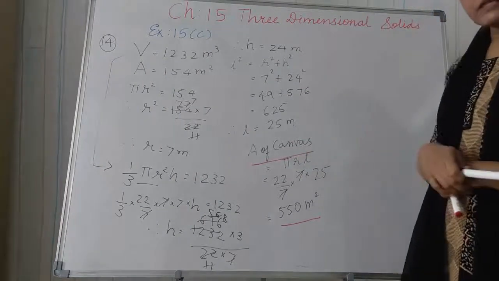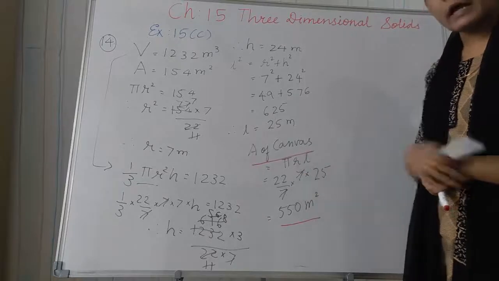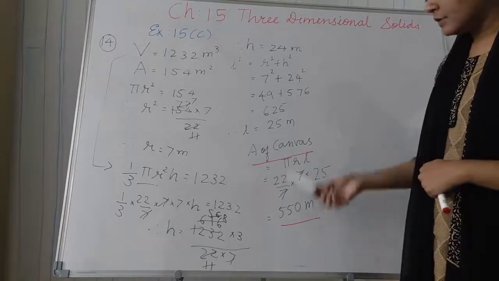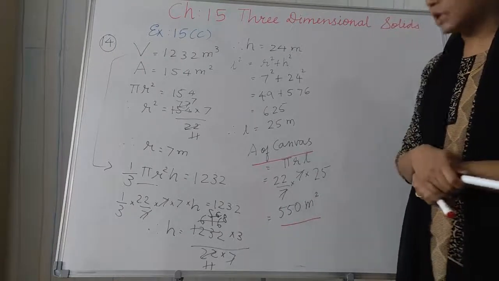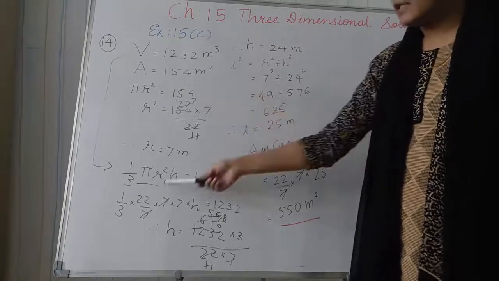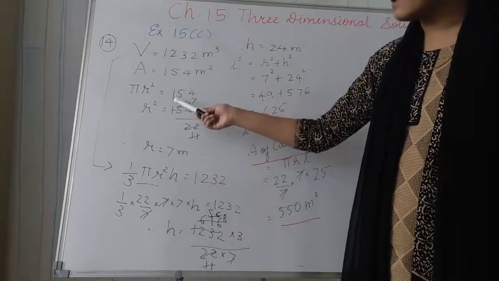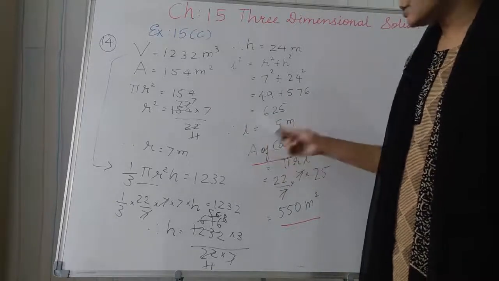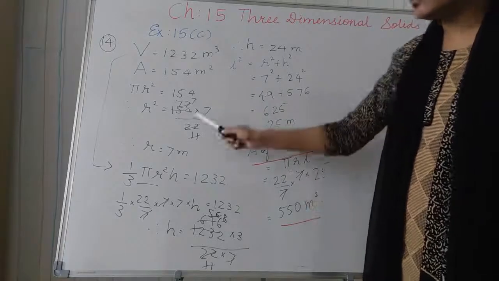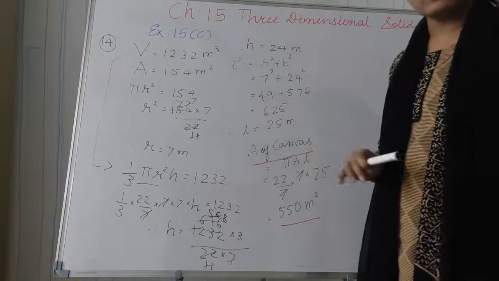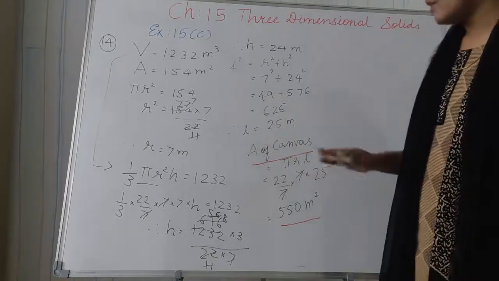Now, the area of canvas, which is the curved surface area, is equal to pi r l. Now, substitute the value of pi, radius and slant height. So, by cancellation we get 550 meter square. Now, students, what I want to explain is that some students put direct 154 instead of pi r square and get the h value very easily. But at last you see here we need r again. So, we need to get r from this 154. So, I found the radius first using this formula. It is up to you how you calculate and get your answer.